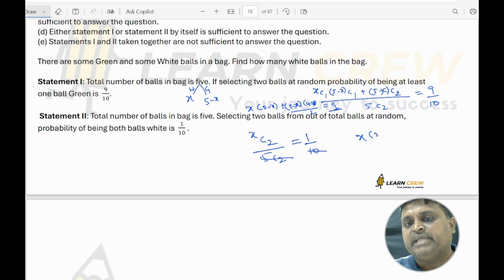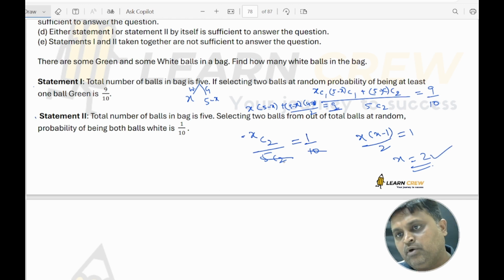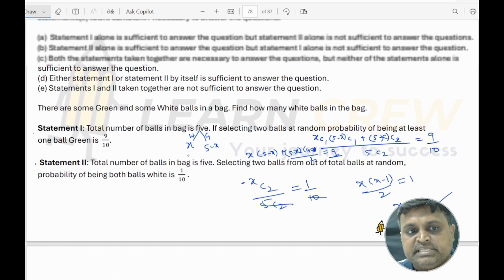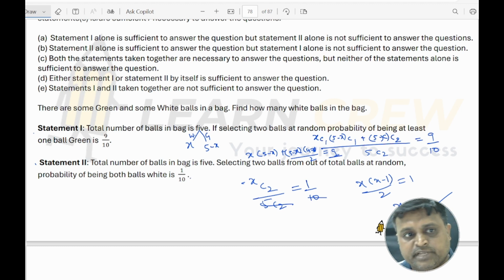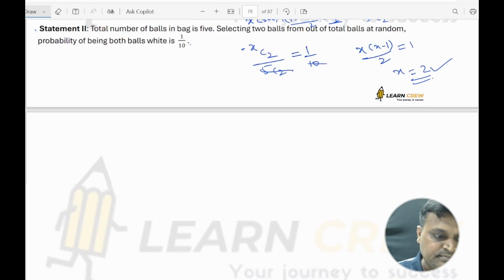XC2 means X into X minus 1 by 2 is 1. So X into X minus 1 is 2. You can say X is 2. You can find the value of the number of white balls X. So with the help of statement 2 alone also you can find out. Like that, only 1 is sufficient, only 2 is sufficient. So here either statement 1 or statement 2 itself is sufficient. So option D is the answer.